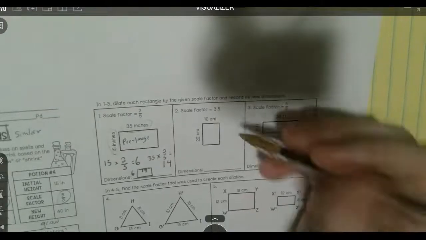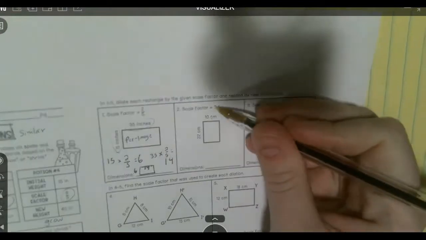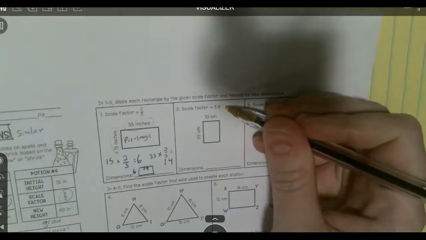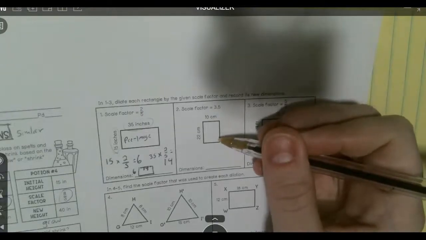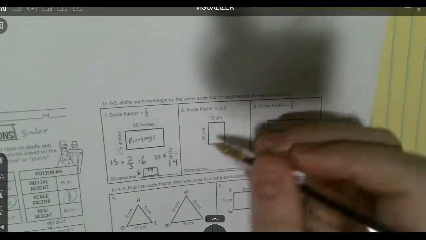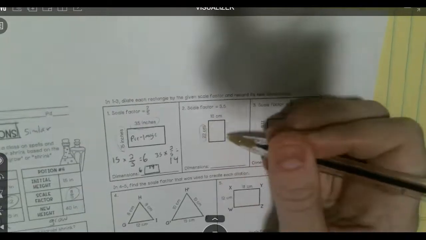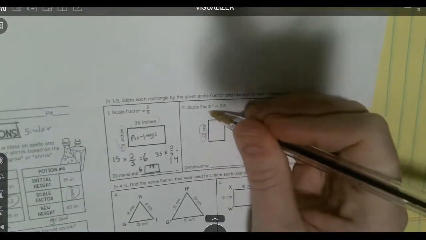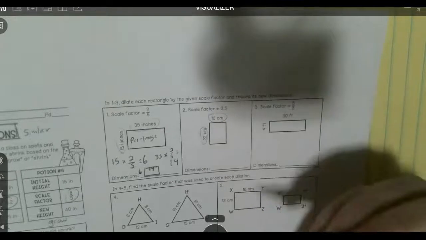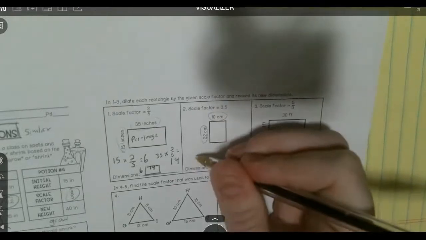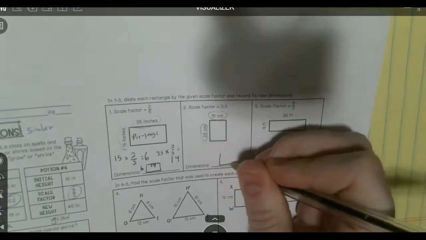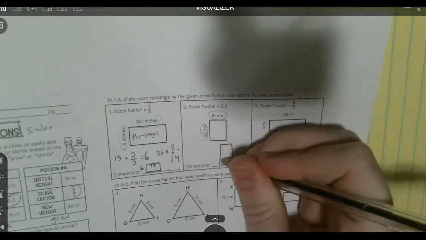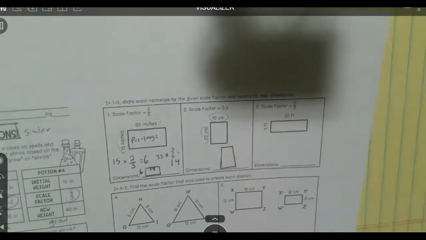Okay, let's try another one. This time we have a rectangle, and the scale factor is 3.5. So we're going to be using the same process. We're just going to multiply this side by 3.5, and we're going to multiply this side by 3.5. And then I will get my new shape. And I know I'm not drawing to scale. As long as I label it correctly, I think we'll be okay.